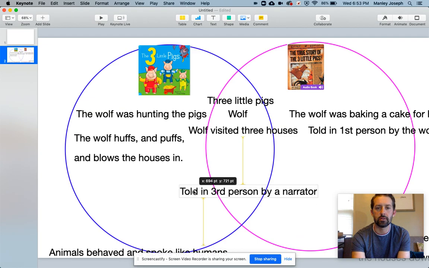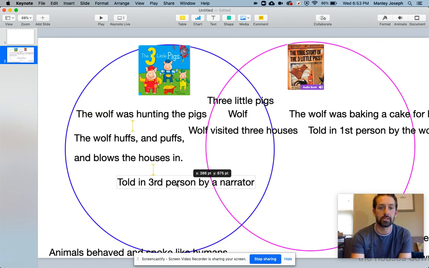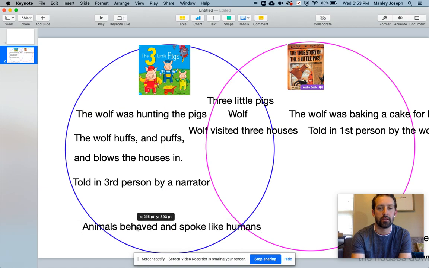What about this one? Told in third person by a narrator. So again, we're listening to who's telling the story. Was it told by someone outside of the story telling us what's happening? Or first person, like in Jon Scieszka's true story of the Three Little Pigs? Right, the classic version is told by a narrator, somebody else outside of the story, telling us what's happening, the events.